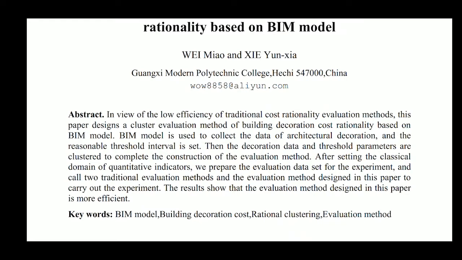After setting the classical domain of quantitative indicators, we prepare the evaluation data set for the experiment and call the traditional evaluation method and the evaluation method designed in this paper to carry out the experiment. The results show that the evaluation method designed in this paper is more efficient.